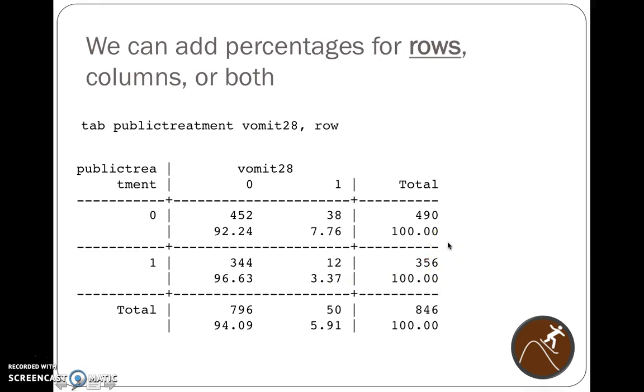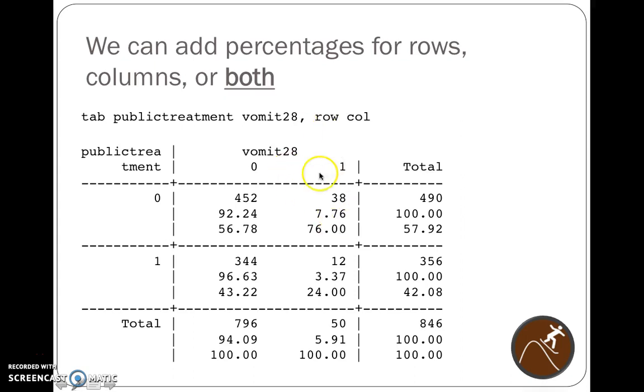It can do it the other way. You can type in COL, which is short for column, and get the column numbers. So we can see it's a little backwards now. So we have 38 out of 50. So 38 of the people vomiting in the previous 28 days had no public treatment. 12 of the 50, or 24%, had public treatment. So this is going up and down now to add to 100. So among those who had public treatment, they represent only 24% of the vomiting people versus 76% of the vomiting people there.